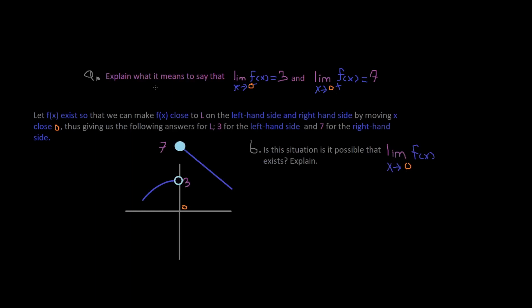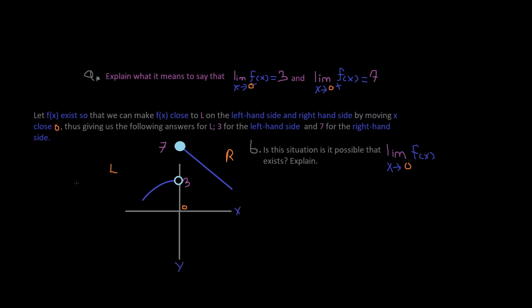Alright, explain what it means to say that the limit of f of x as x approaches 0 from the left hand side equals 3, and the limit of the function f of x as x approaches 0 from the right hand side equals 7. Alright, so what side is what? This is the left hand side, this is the right hand side, right? And this is our x-axis. X-axis right here. This is our y-axis.